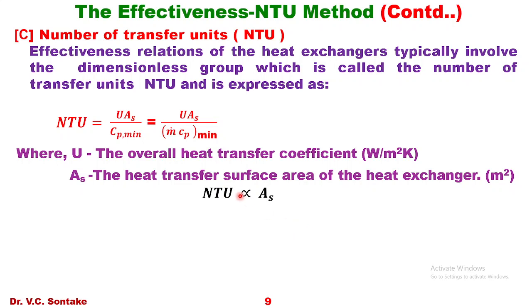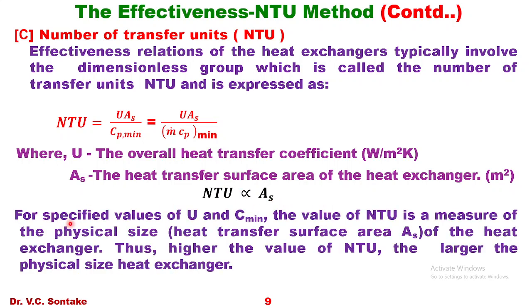From this expression, NTU is directly proportional to AS. That is, for a specified value of U and capital C minimum, the value of NTU is a measure of the physical size, that is, the heat transfer area of the heat exchanger. Thus, the higher the value of NTU, the larger the physical size of the heat exchanger. So from the value of NTU, I can predict the size of the heat exchanger to transfer a particular rate of heat transfer.